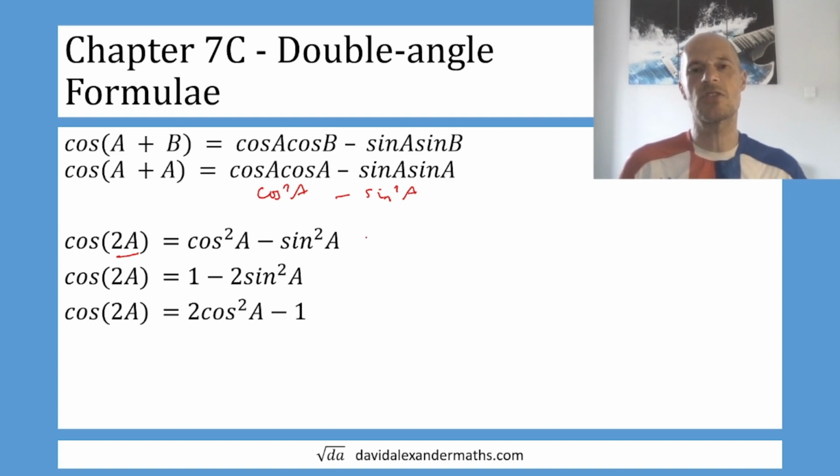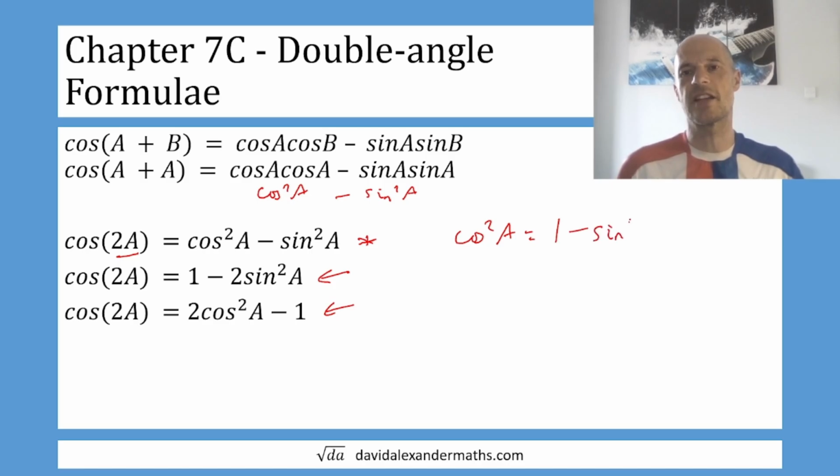Now, it's not always very useful to write the cos of 2A as cos squared A minus sine squared A. You'll probably want to write it as the second or the third option here. So how do we get there? Well, if we go from cos squared A minus sine squared A, we know that cos squared A is the same as 1 minus sine squared A, because cos squared plus sine squared is 1. So if I replace the cos squared A in cos squared minus sine squared with 1 minus sine squared, I get 1 minus the sine squared A, so that's the cos squared A part, take away the sine squared A, so that will give me 1 minus 2 sine squared A.